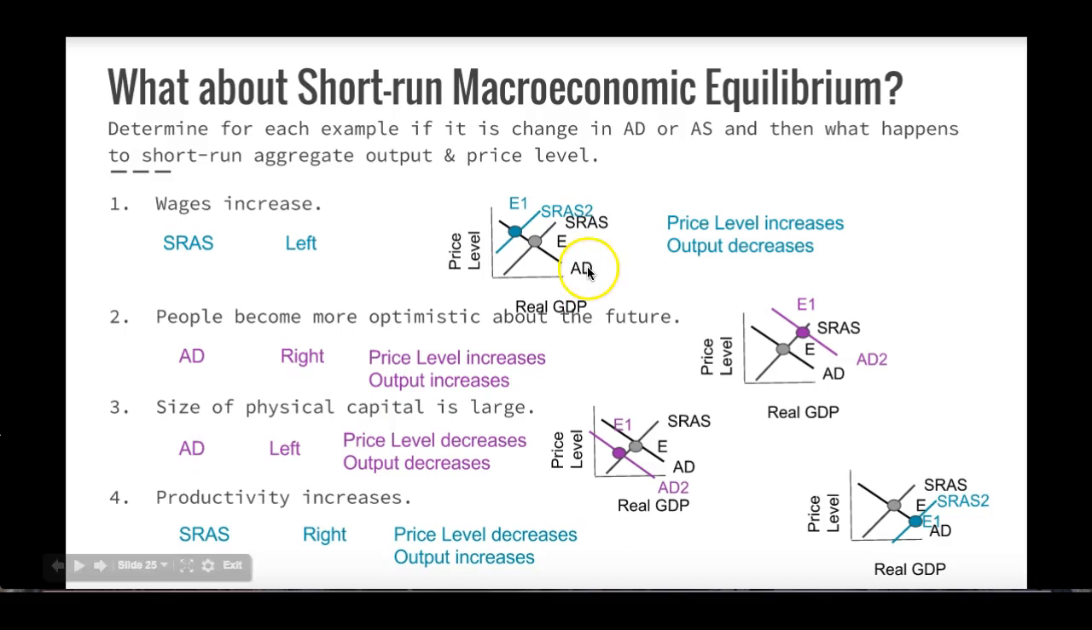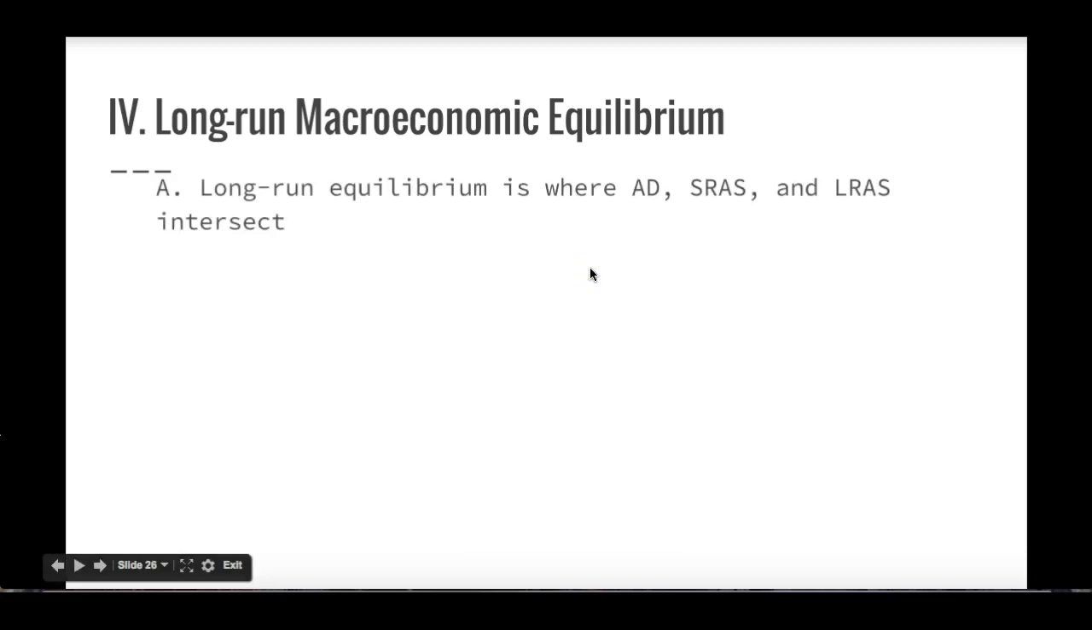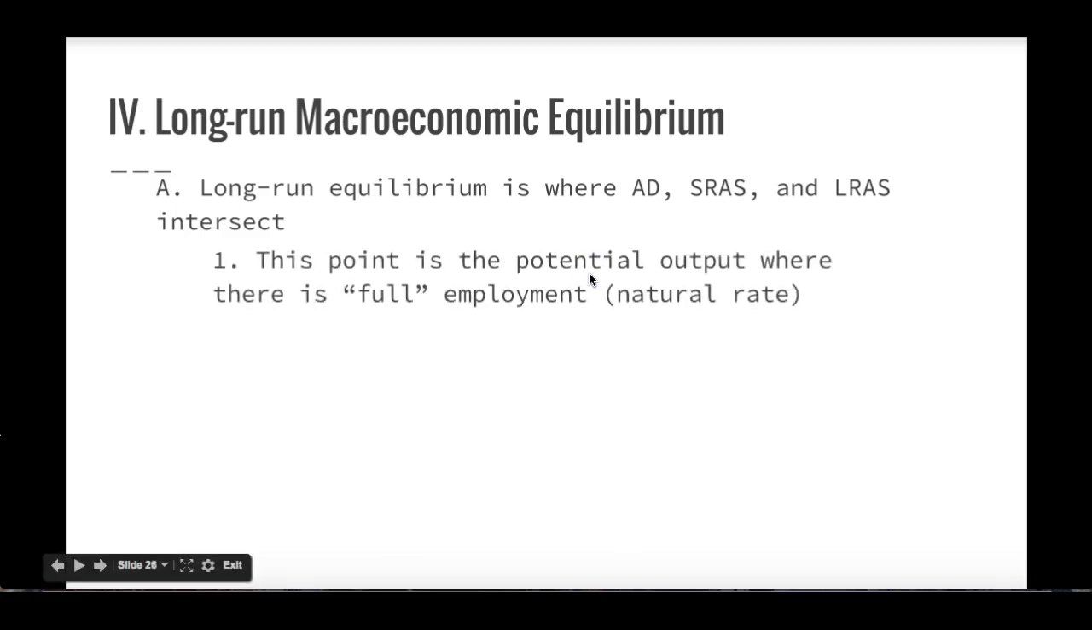Okay, that said, now let's look at long run. Long-run macroeconomic equilibrium. In the long run, we're going to be looking at where all 3 curves intersect. Yes, I did say 3. Aggregate demand, short-run aggregate supply, and long-run aggregate supply. And the point where they all intersect is where we have full output, our output is at our full potential, and we have our quote-unquote full employment.